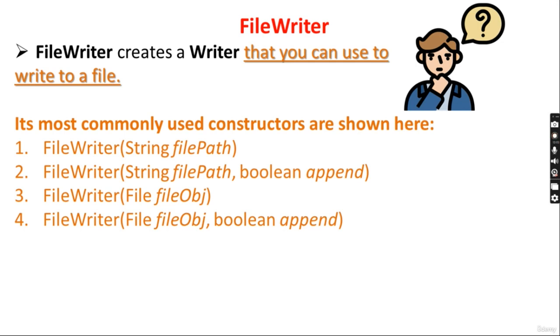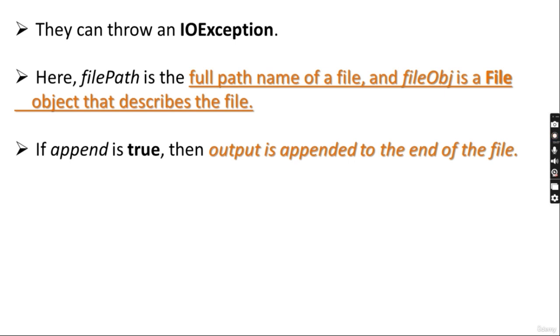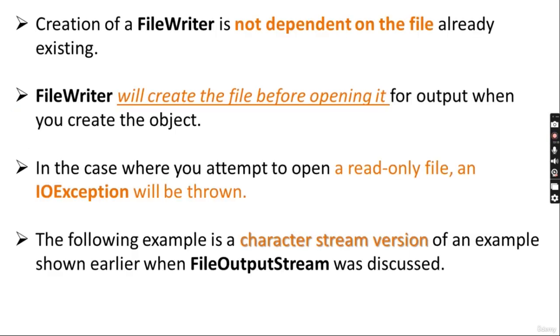FileWriter creates a writer that you can use to write to a particular file. The most commonly used constructors are FileWriter(String filePath), FileWriter(String filePath, boolean append), FileWriter(File fileObj), and FileWriter(File fileObj, boolean append). They can throw IOExceptions. File path is the full path name of a file, and file object is a file object that describes the file. If append is true, then output is appended to the end of the file. Creation of a FileWriter is not dependent on the file already existing. FileWriter will create the file before opening it for output when you create the object. In the case where you attempt to open a read-only file, an IOException will be thrown.